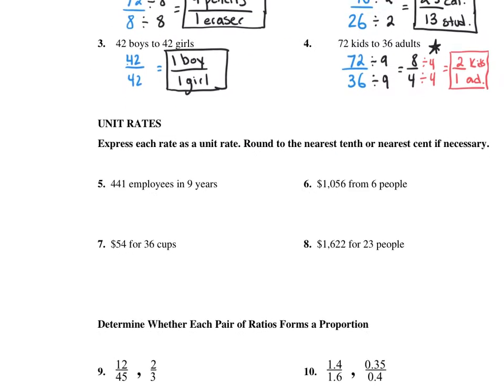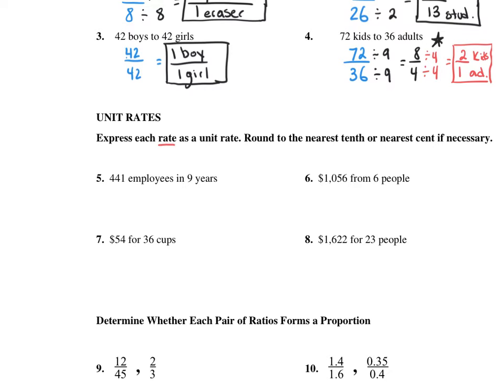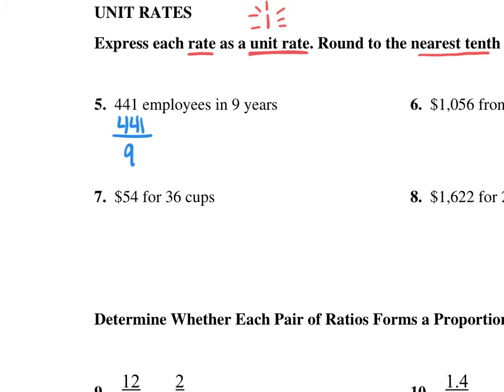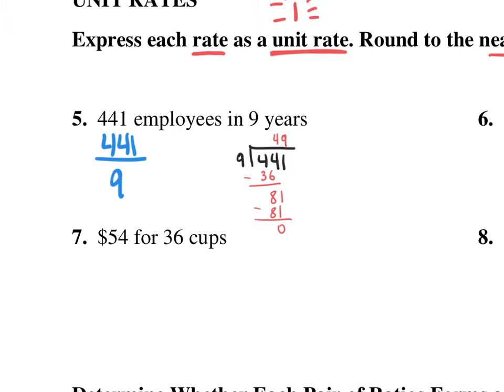Let's go ahead here and express each rate as a unit rate. What does a unit rate mean? Everybody should know now. 1. So you want to round your answer to the nearest tenth or nearest cent if necessary. So hopefully you set up your ratios first and did your division. When you divide, this one goes in evenly, so it's 49 employees for every 1 year.